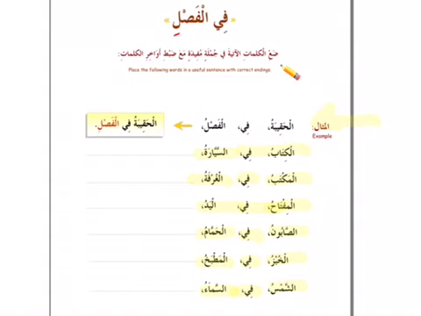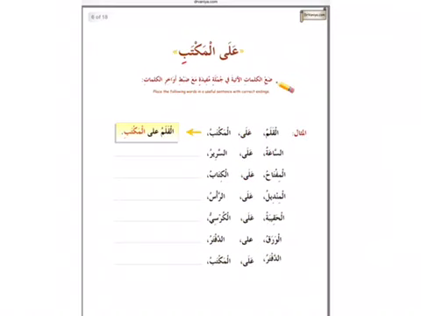The first example, al-hakibatu fi al-fasli, means the book bag is in the class. Al-kitabu fi sayarati means the book is in the car. Al-maktabu fi al-ghurfati means the desk is in the room. Al-miftahu fi al-yadi means the key is in the hand. As-sabunu fil-hammami means the soap is in the bathroom. Al-khubzu fil matbakhi means the bread is in the kitchen. Ash-shamsu fis-sama'i means the sun is in the sky.